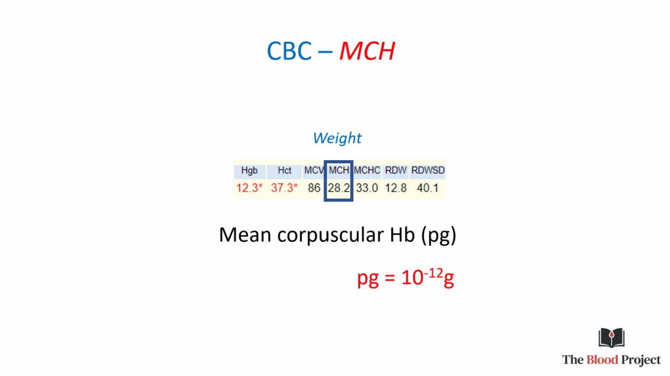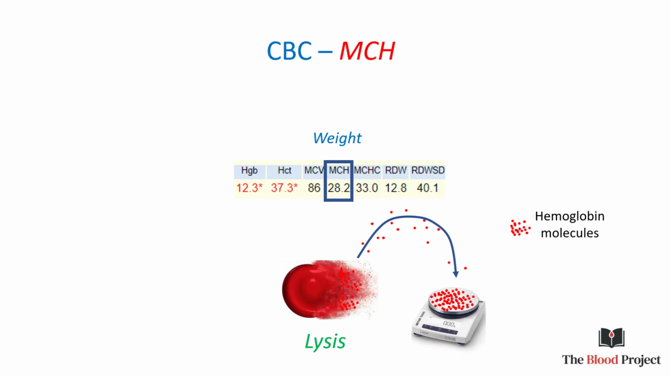Let's think this through. The MCH is the average weight of hemoglobin contained within a single red cell, measured in picograms, 10 to the minus 12 grams, another tiny number. If we were to lyse or break open a red cell and pour out all the hemoglobin, like a little bag of sugar or Splenda, onto a weighing scale, and then average the weight across many red cells, that gives you the MCH.